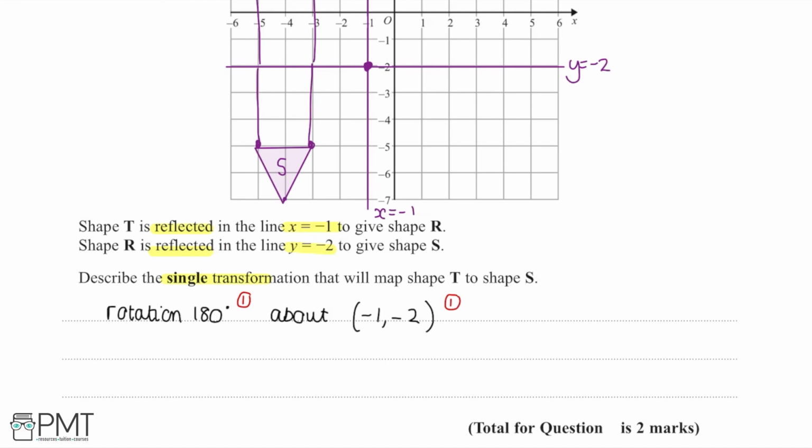Alternatively here, we could have gone about this in a different way, and instead of working with rotation, we could have used enlargement. So in this instance, we would have ended up with an enlargement of a scale factor of -1, so that would get us the first mark, and then yet again about the centre -1, -2, and that would gain us the second mark here. So there's a couple of different ways you could go about this question, either using the rotation or the enlargement. Both are going to get you both of the marks here.